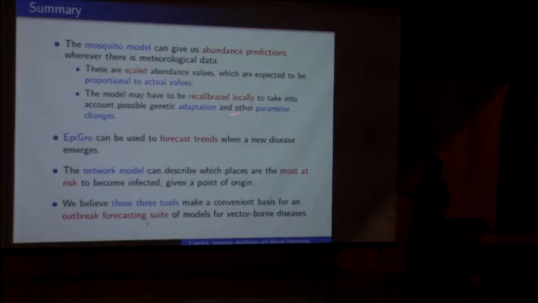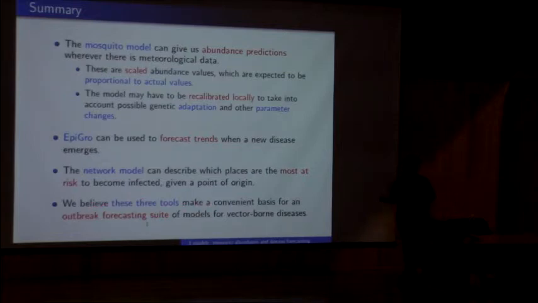The other piece is that you may want to recalibrate this locally, because it's possible that the mosquitoes adapt to various locations. So it's very useful before you use the model to get some information for the area in order to calibrate it. But once you have this, you can describe risk of vector-borne disease, because it tells you how many mosquitoes you have. EpiGo, the little tool with the inverted parabola, you can use to forecast trends once you know you have a disease that starts. And the network model describes, once the disease starts in one place, like an island, which other places are most at risk to be infected first. So you can put all of those things together if you have an outbreak.